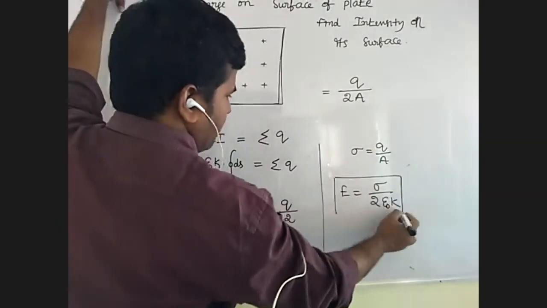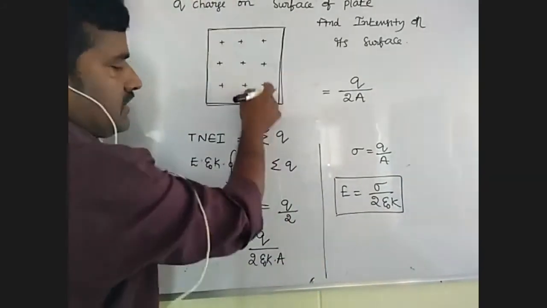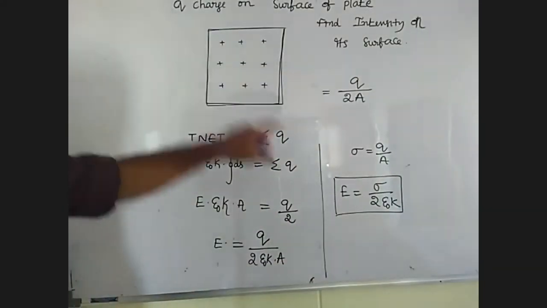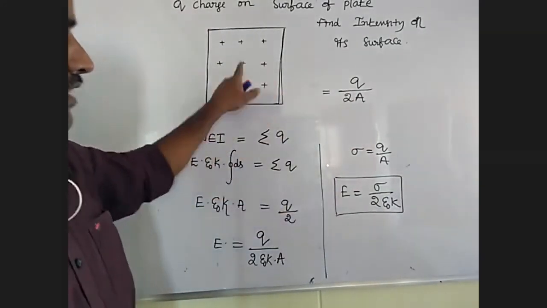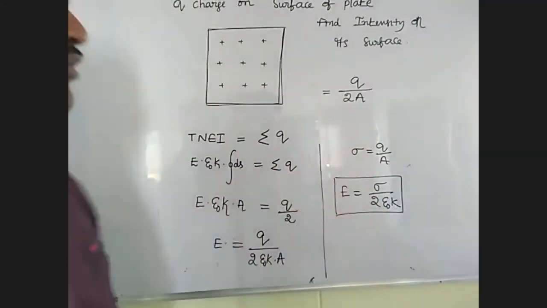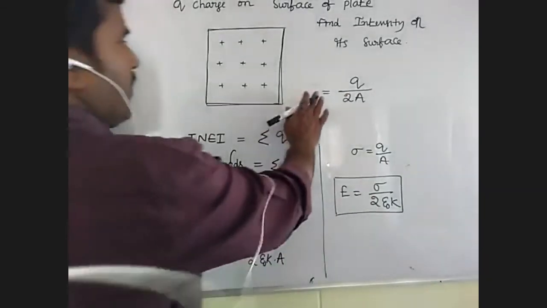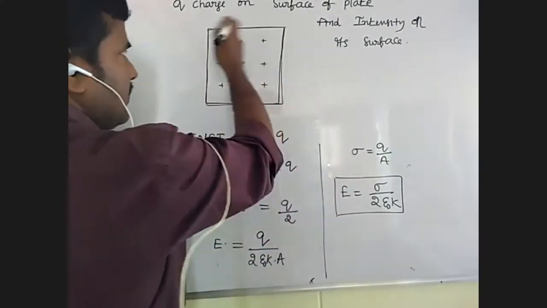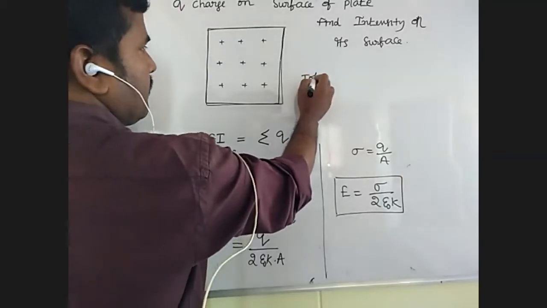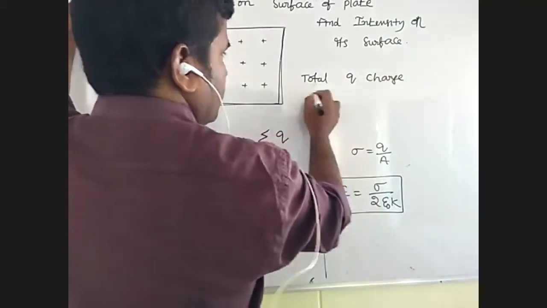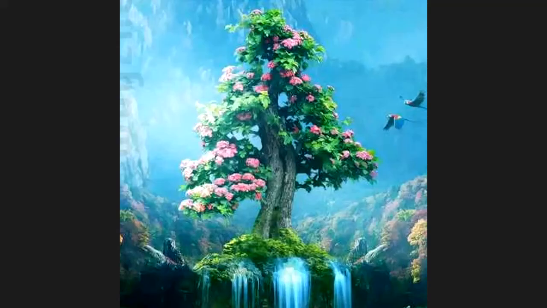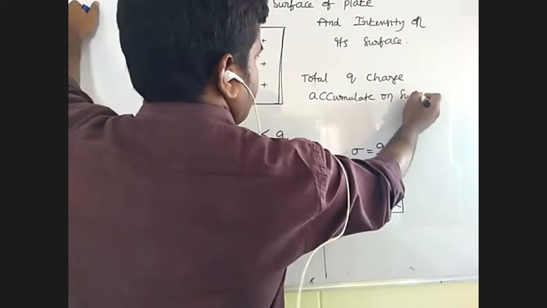On any paper plate or any plate where the charge accumulates, under that condition the intensity on the surface is sigma upon 2 epsilon naught k, when total Q charge accumulates on the surface of the plate.